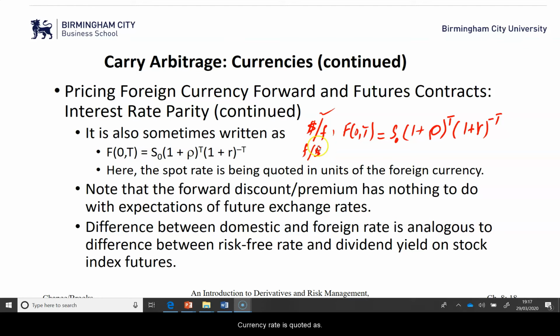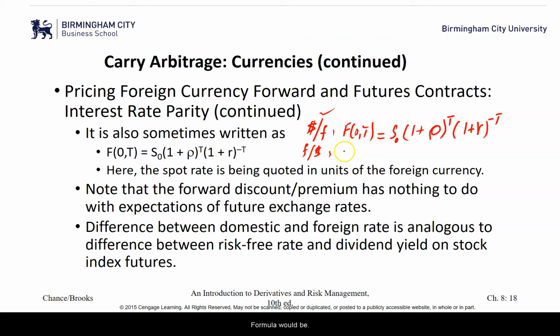If the currency rate is quoted as domestic currency per foreign currency, in that case the formula would be the spot price multiplied into 1 plus the foreign currency rate raised to the power minus t into 1 plus the domestic currency rate raised to the power t.